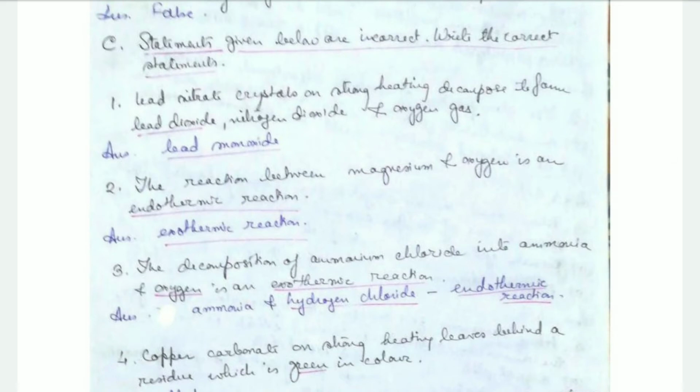The statements given below are incorrect. Write the correct statement. Lead nitrate crystals on strong heating decompose to form lead dioxide, nitrogen dioxide, and oxygen gas. It forms lead monoxide, not lead dioxide. Okay, the reaction between magnesium and oxygen is an endothermic reaction. No, the statement is false. It is an exothermic reaction.